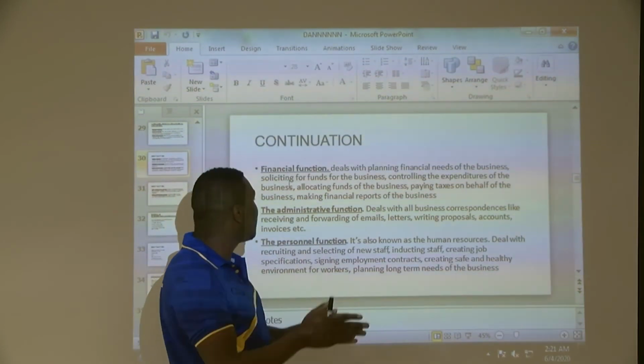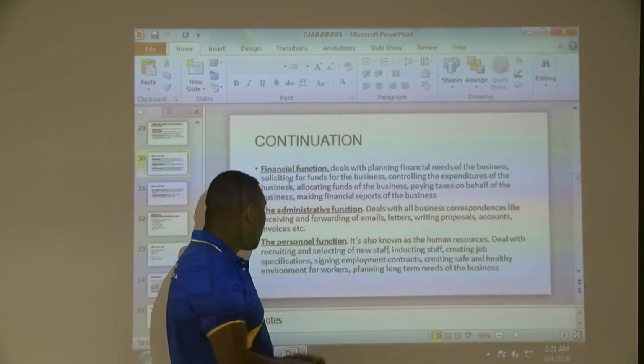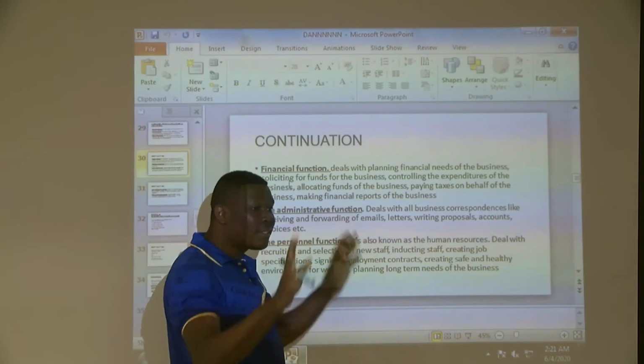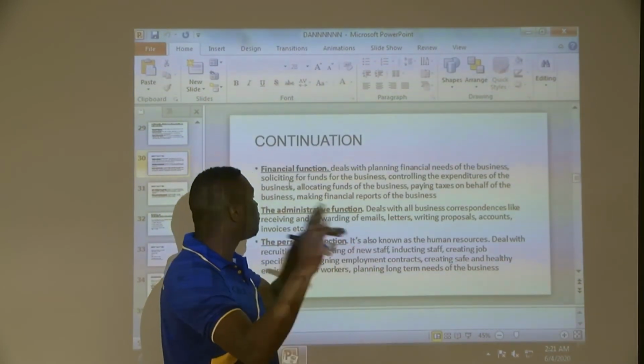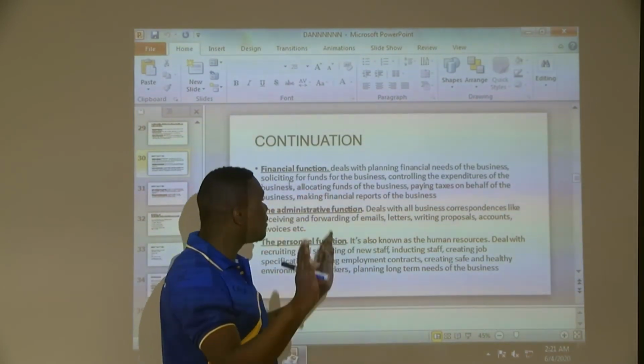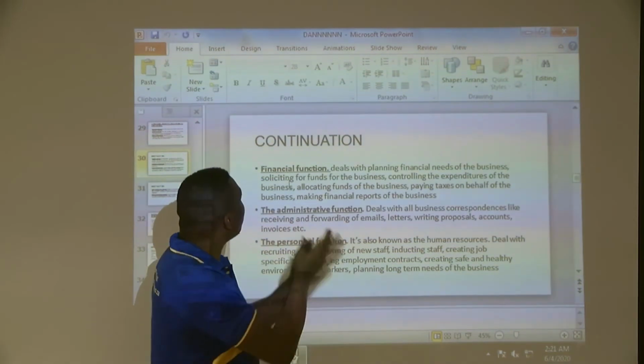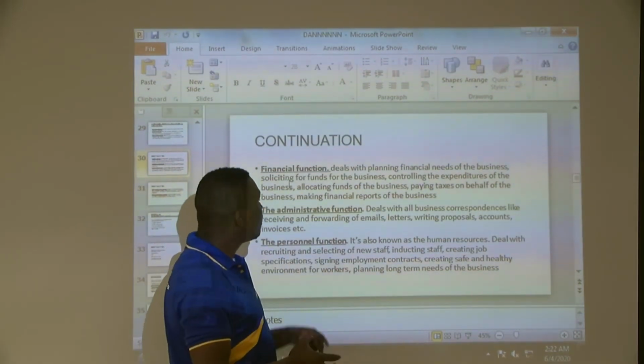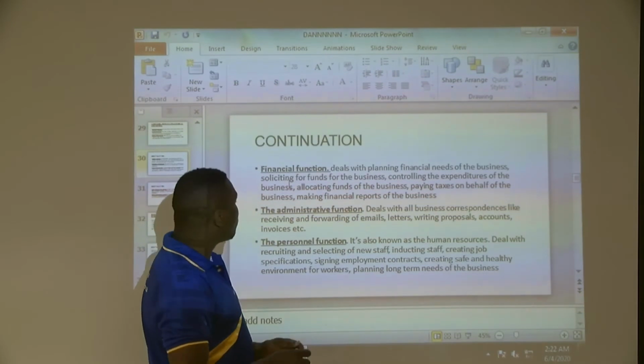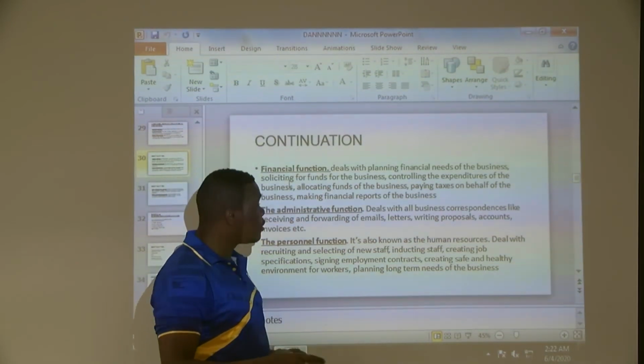And then they are saying they pay taxes on behalf of the business. Whatsoever taxes the business owes in terms of where it is operating from or how it is operating, it is the role of the financial department to do that. Now let us look at what we call the administrative function.